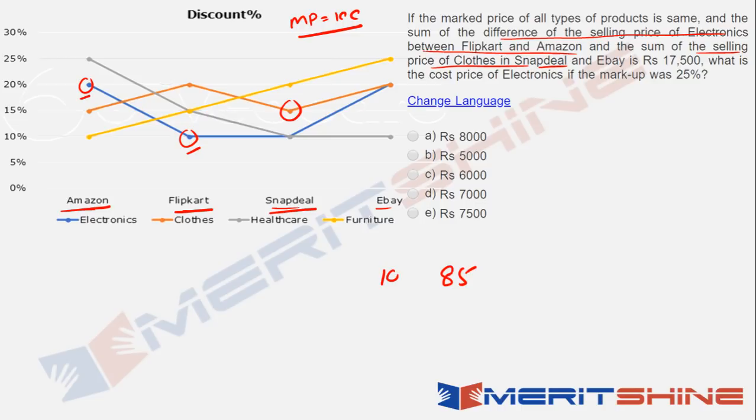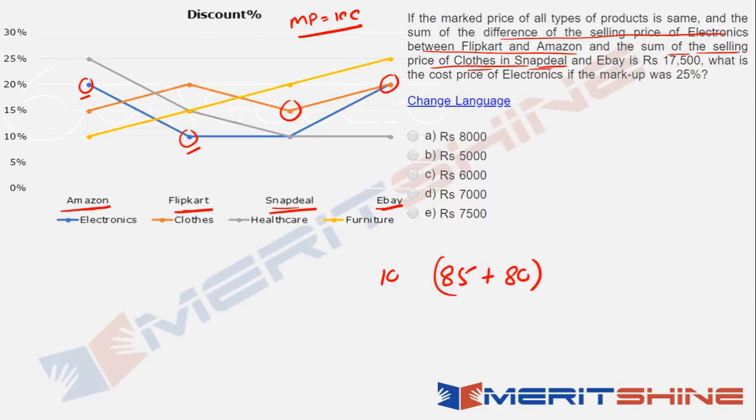And clothes in eBay, if you look at this, this is eBay clothes, this orange bar, this is at a discount of 20%. So from 100, what would be the selling price? It will be 80. So these are the two selling prices, 85 and 80. So it is like that. Just look at this, sum of the selling price of clothes in Snapdeal.